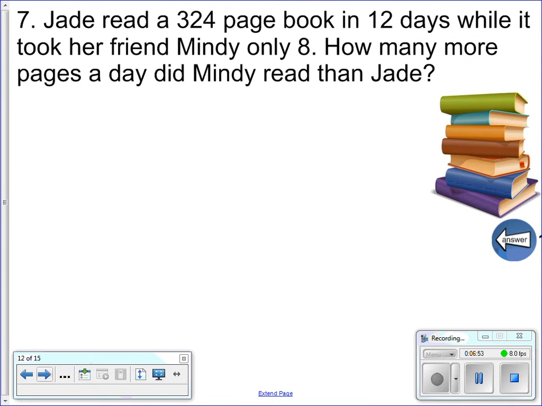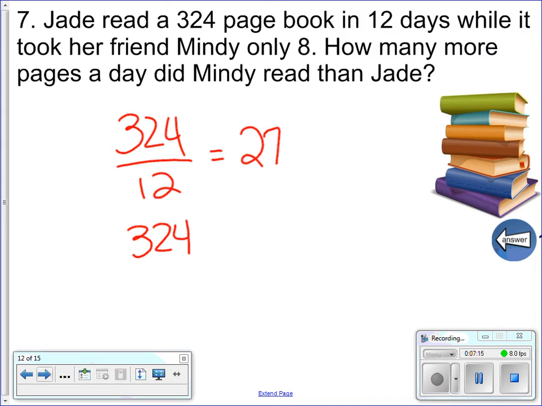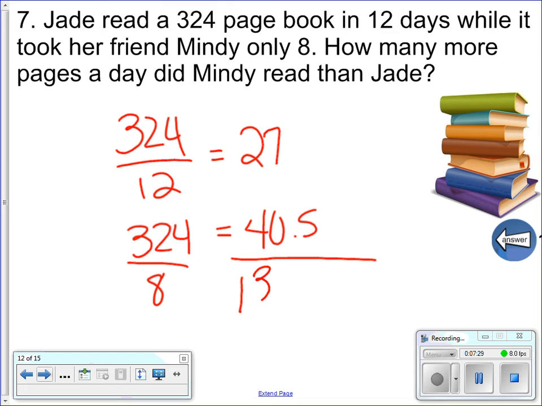Jade read a 324-page book in 12 days, while it took her friend Mindy only 8. How many more pages a day did Mindy read than Jade? All right, so let's see. Jade read 324 pages in 12 days. That means she read 27 pages per day. Mindy, same book, 324, but only took her 8 days, which means she read 40.5 pages per day. So if we subtract these, we can see that Mindy read 13.5 more per day.